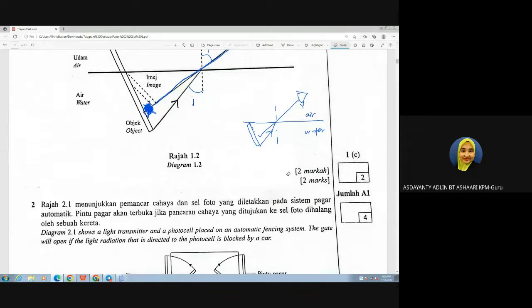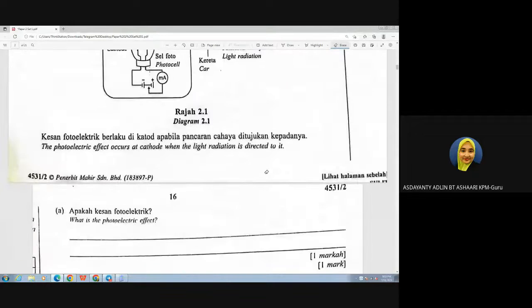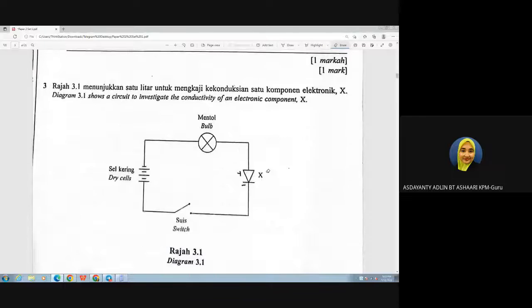Number 2 is photoelectric effect. Number 2 ialah last topic, so saya ignore dulu soalan nombor 2 ni. Kita belum belajar. Okay, now we go to number 3.